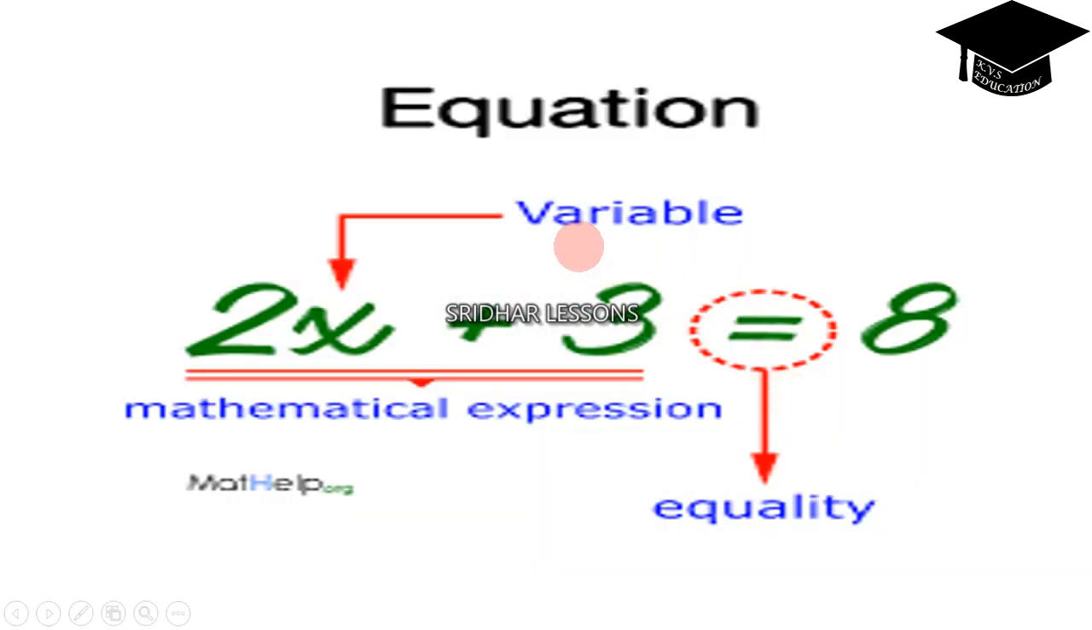Next, one more example of an equation: 2x + 3 = 8. This equal symbol is equality. This is the mathematical expression. Here x is the variable. 3 is a constant and 8 is a constant. 2 is known as the coefficient of x.